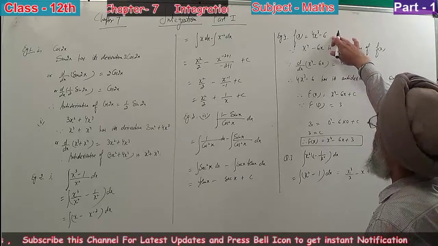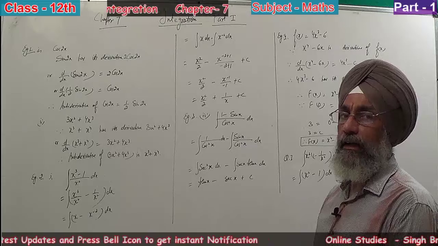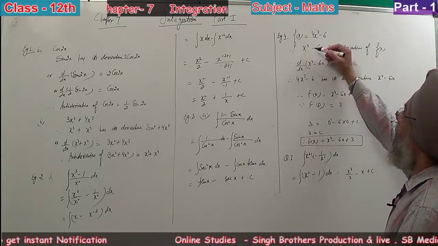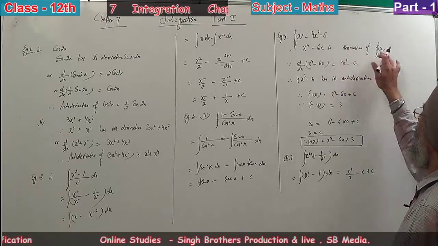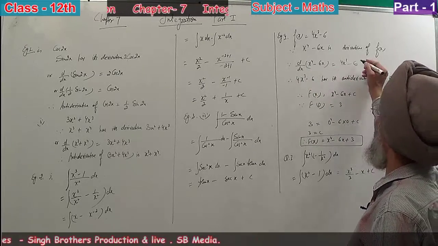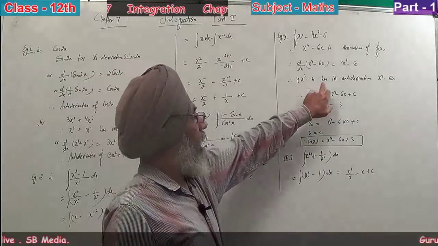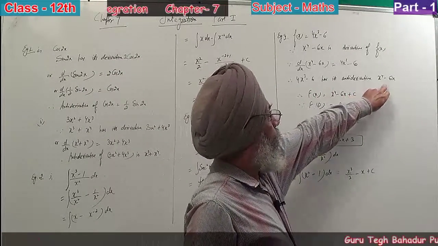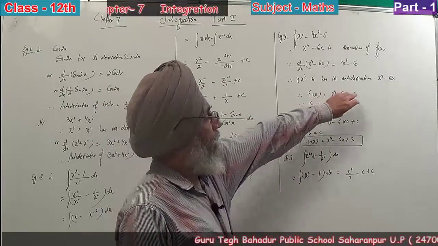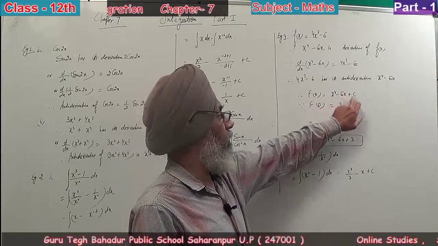In example 4, it is given to us f'(x) is equal to 4x cube minus 6. First of all, we have to find its antiderivative. Now antiderivative: x to the power 4 minus 6x is the antiderivative of f'(x), meaning differentiation of x to the power 4 minus 6x is 4x cube minus 6. So 4x cube minus 6 has its antiderivative x to the power 4 minus 6x. Representing this antiderivative by the capital F, the capital F(x) is equal to x to the power 4 minus 6x plus c.